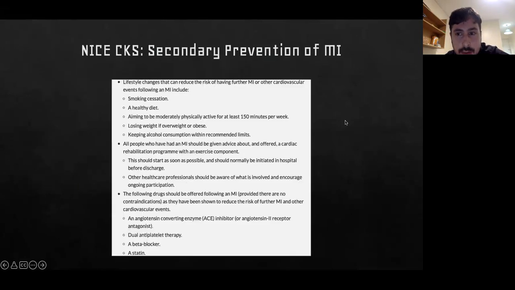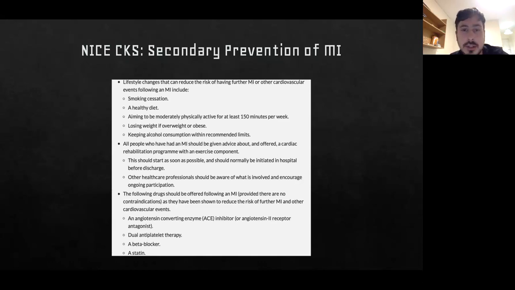Fantastic. We have E as the answer, and it's indeed bisoprolol. So this has the makings of a prime 10-minute OSCE station and is the secondary prevention of MI. So following an MI, NICE has a set of criteria they'd like GPs to follow so that the patients are best dealt with and we prevent further risk of cardiac insults.